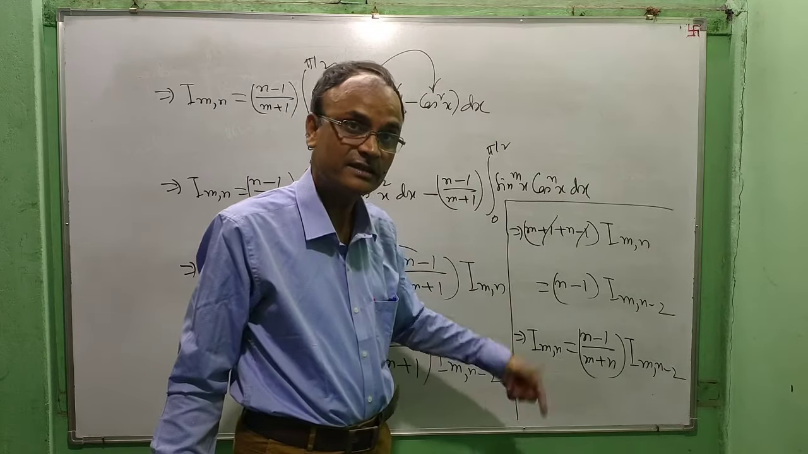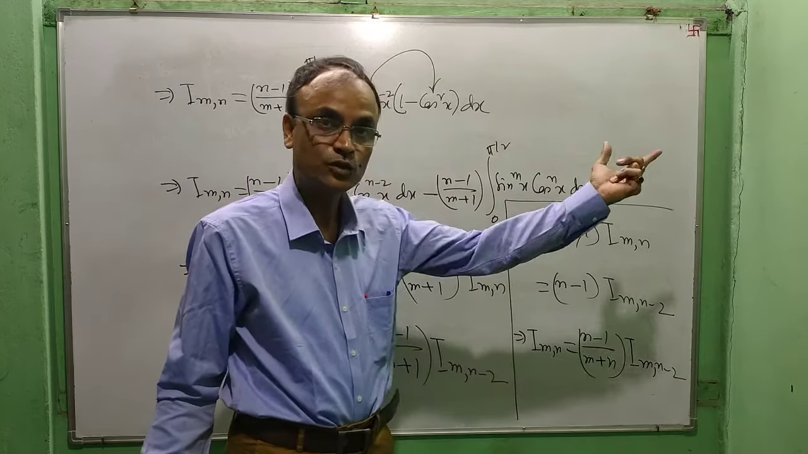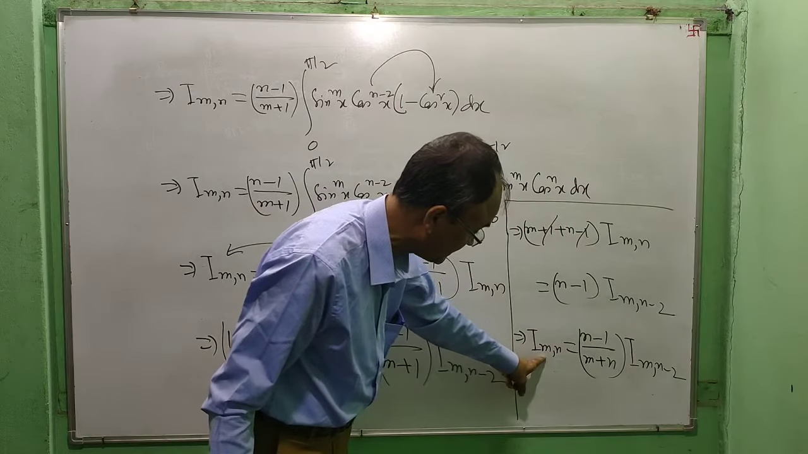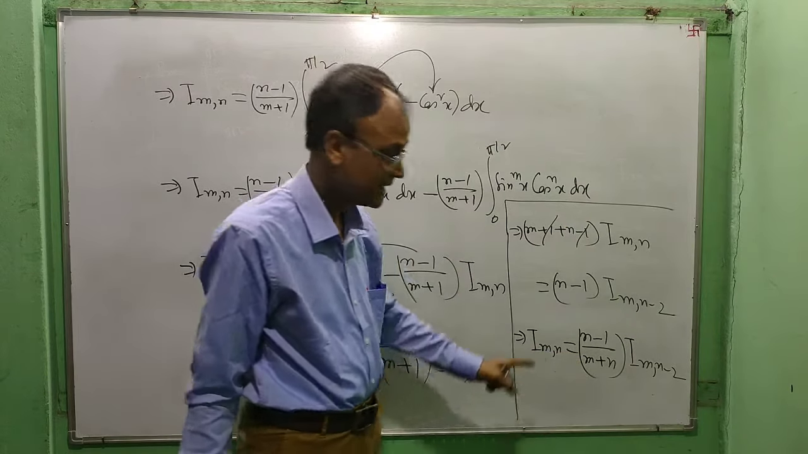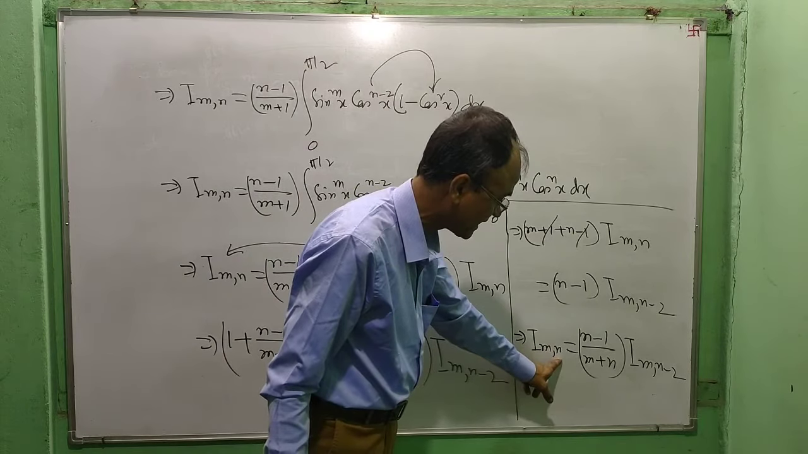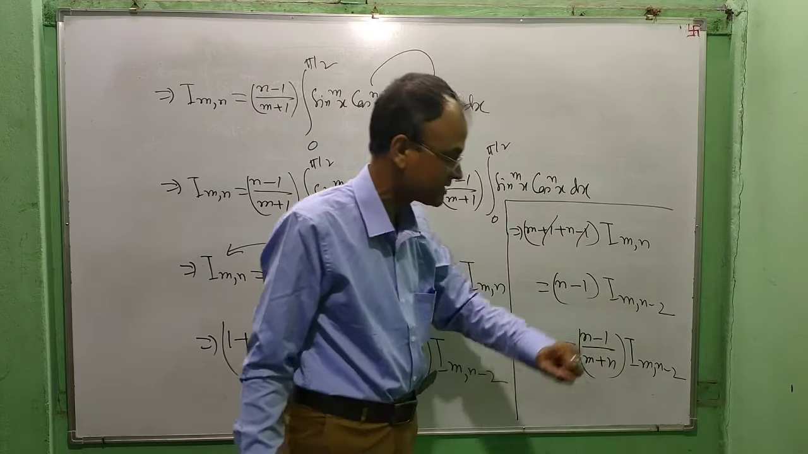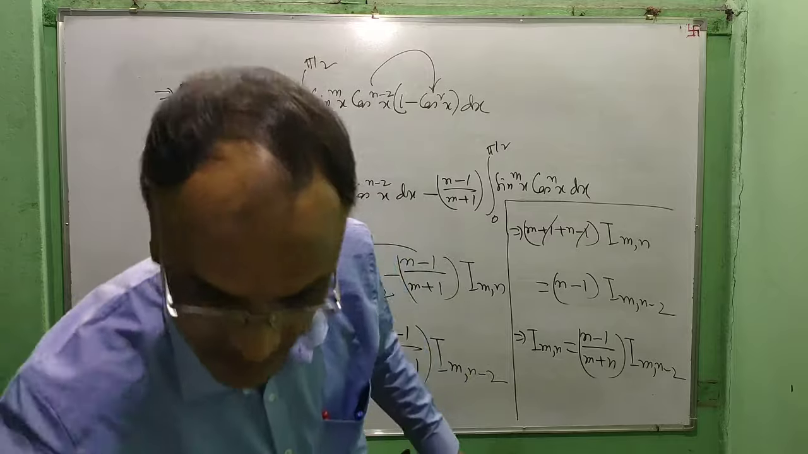What is I_{m,n}? Integration 0 to pi by 2, sin to the power m x into cos to the power n x, will be equal to (m minus 1)/(m plus n) I_{m-2,n}.